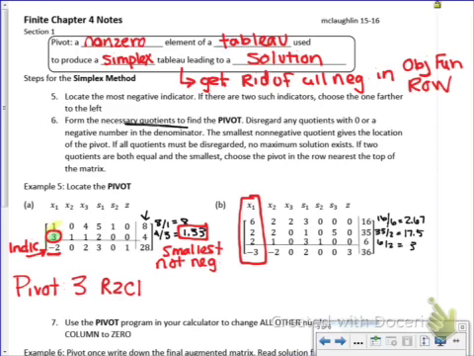So we're going to take the smallest, which is that 2.67. That's the smallest. And that gives us our pivot, which is going to be that 6 then. So our pivot is 6, and that's in row 1, column 1.